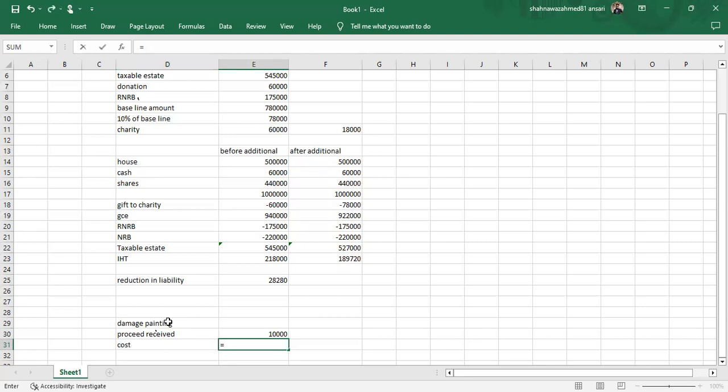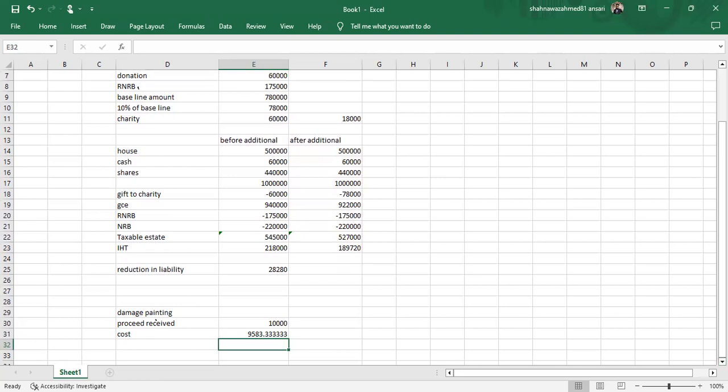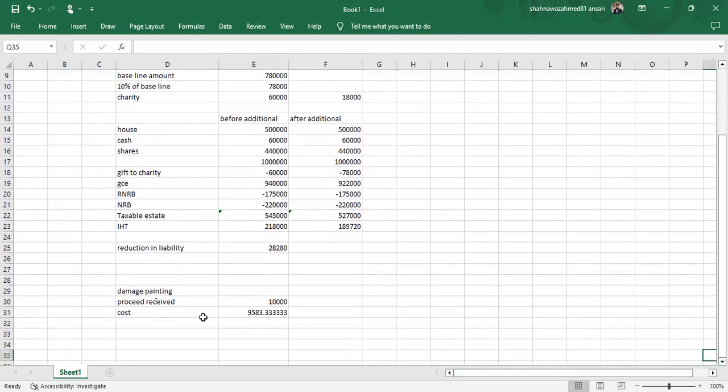See, original cost is 46,000. I need to multiply this by a fraction that says that sale proceed, which is 10,000, over 10,000 plus value of damaged property, this, and I need to put this. So it's 9,583. This is the calculation. This is the cost associated with insurance proceed receive, and as a result, I have a chargeable gain of, the difference is 417.